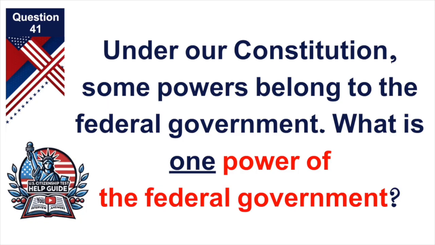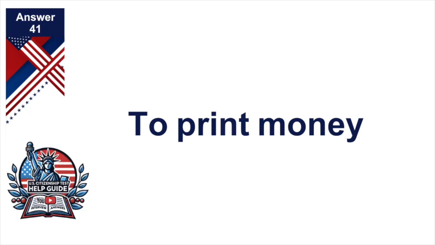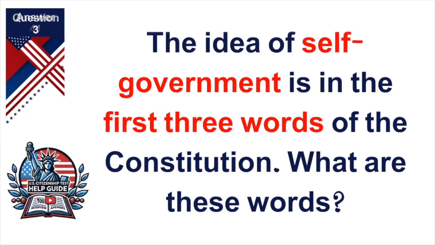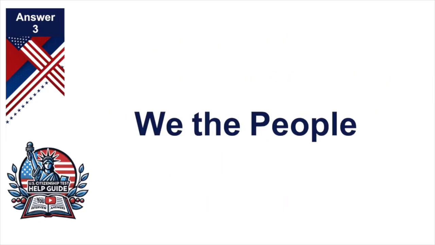Under our Constitution, some powers belong to the federal government. What is one power of the federal government? To print money. The idea of self-government is in the first 3 words of the Constitution. What are these words? We the people.